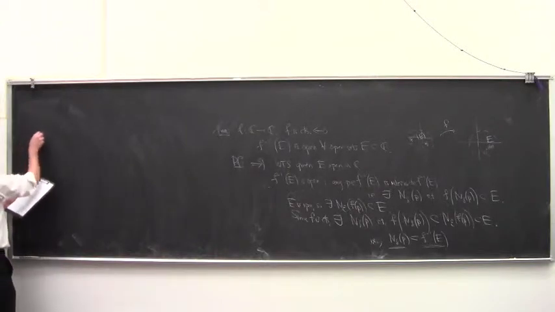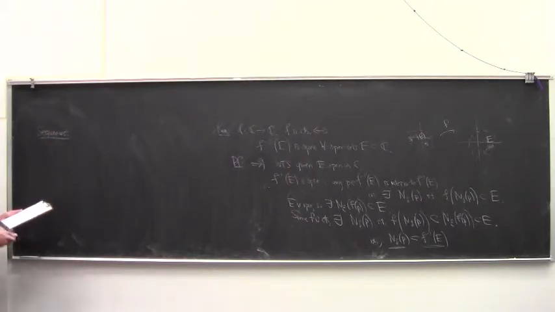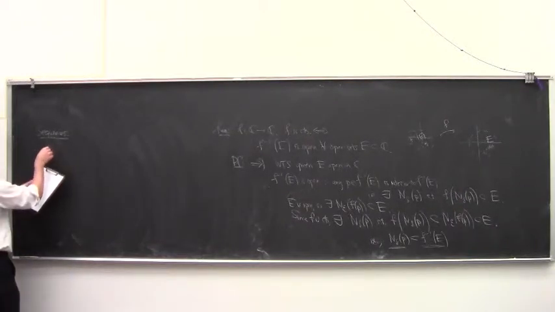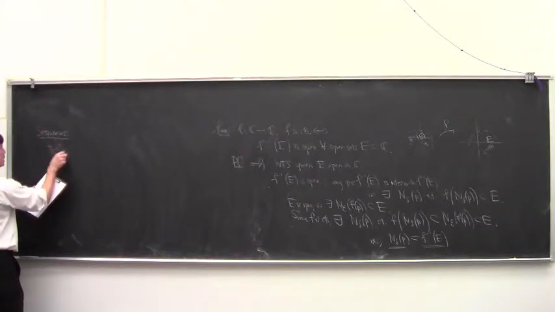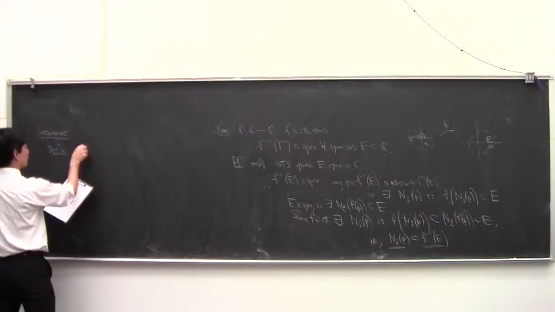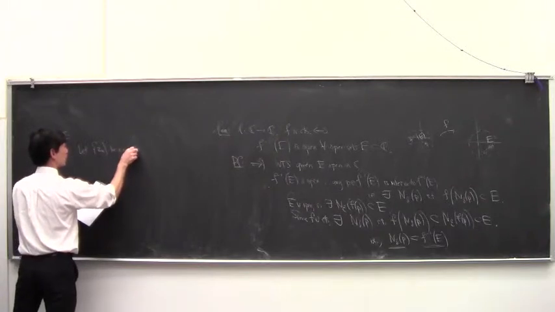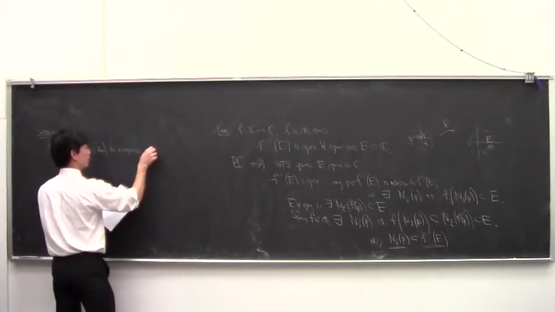So let's go on to sequences. Just like in real numbers, you have sequences of numbers, and you talk about the limits of sequences. Same thing in complex numbers, you also talk about sequences. It's basically the same ideas. So let z sub n be a sequence of complex numbers.